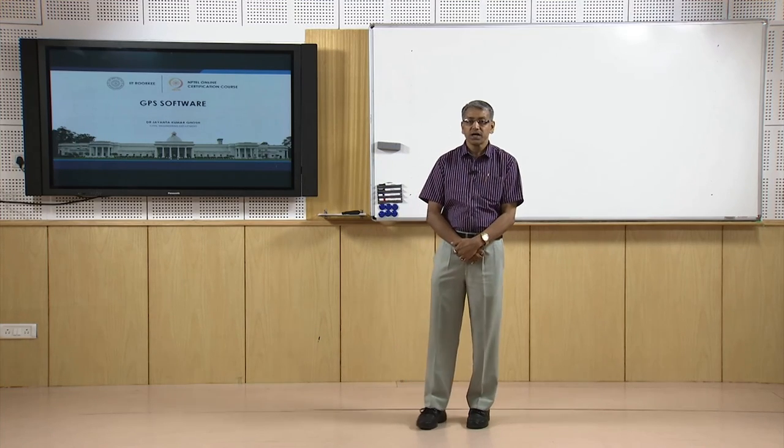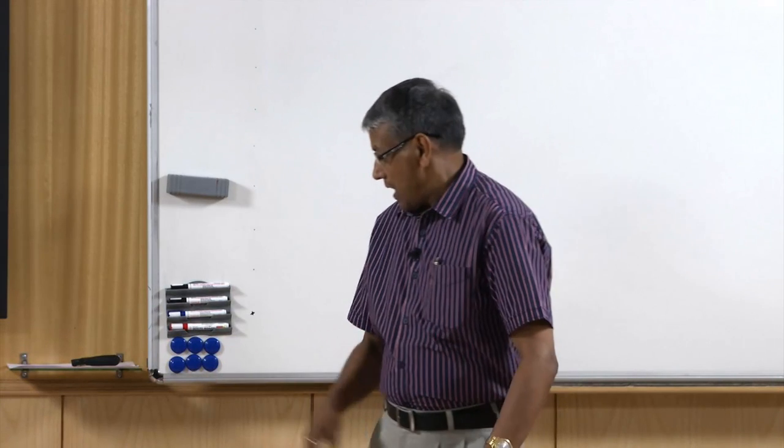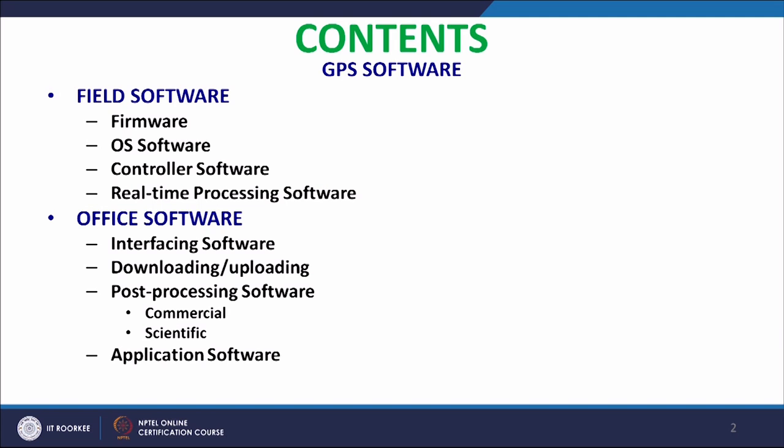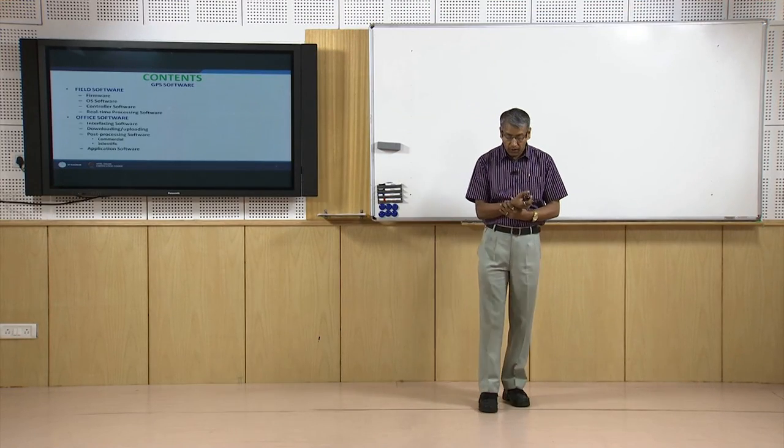Today I am going to discuss GPS software. The class will primarily deal with two aspects of GPS software, that is the field software and office software. Now, there are four types of field softwares. We will discuss firmware, operating system software, then controller software and real time processing software. Whereas in office software, we will discuss interface software, downloading and uploading software, post processing software and application software. Apart from that, there is one more type of software available, that is called planning software.